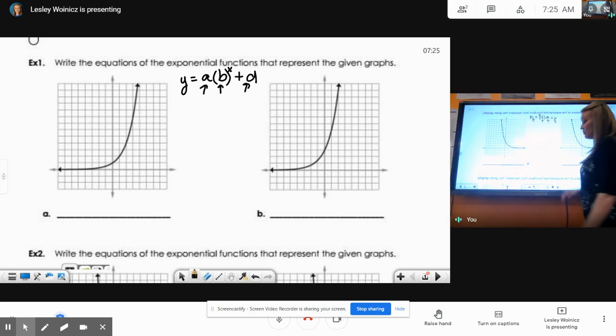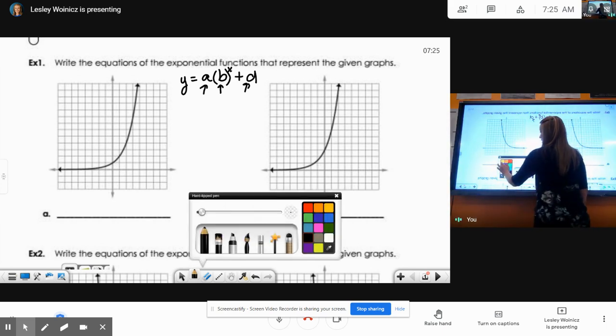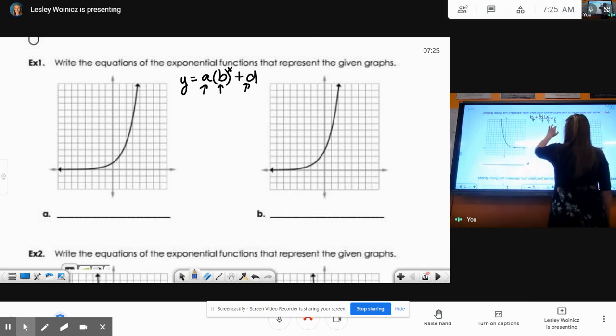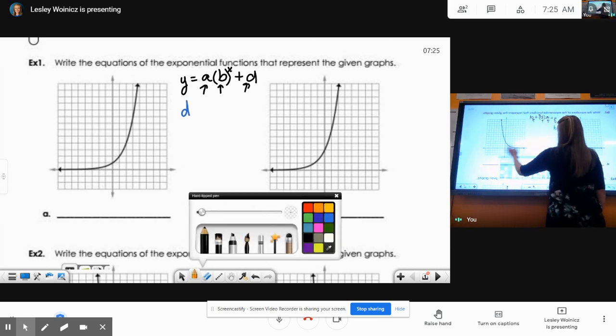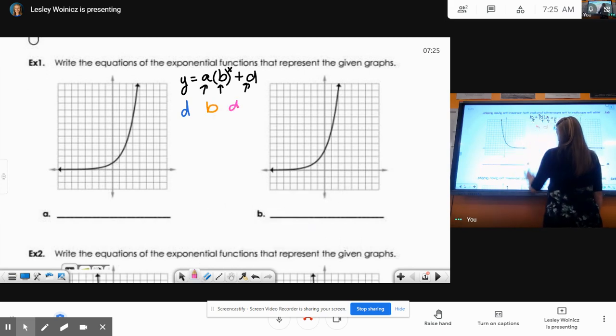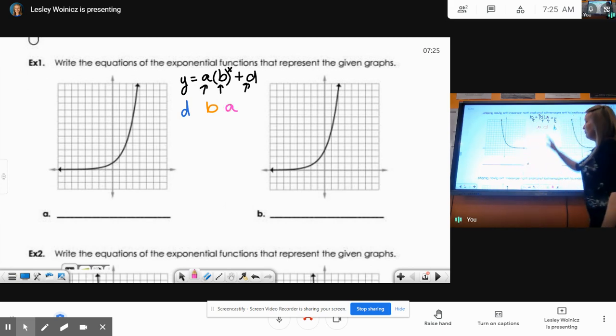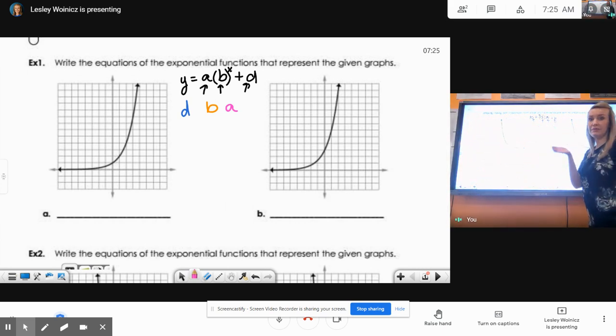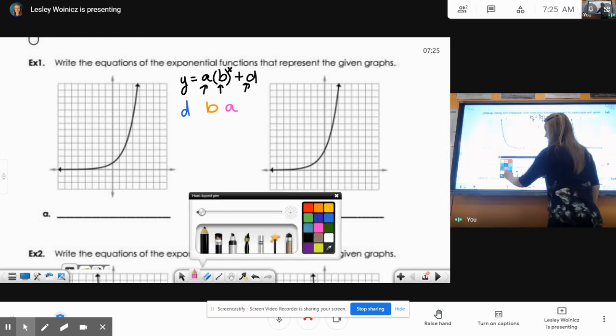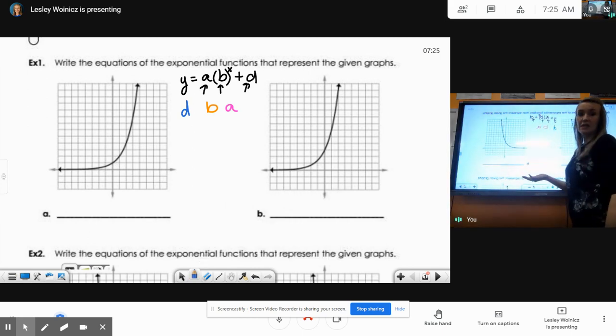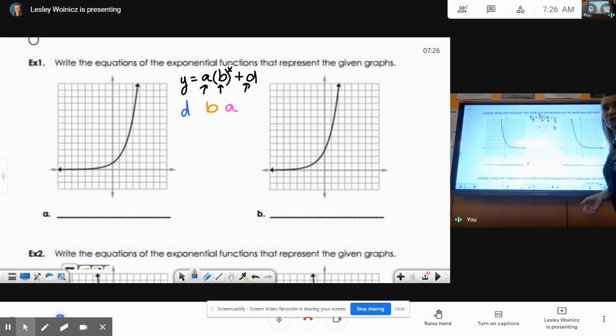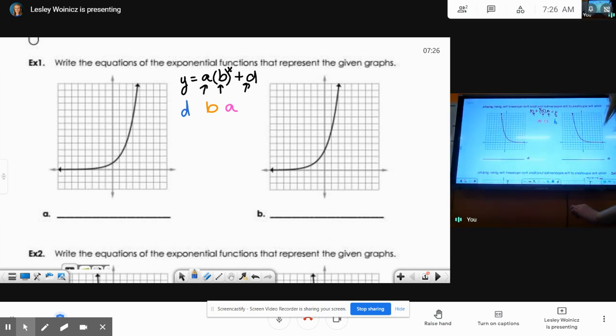And we're going to do that in a special order. First, we are going to find d. Then we are going to find b. And then last, we're going to find the a. So it's sort of backwards from the order that they're in our equation, or reverse alphabetical order. It's both. So to find the d, remember that d is in charge of our shifting up and down. So we can tell if it's shifted by looking at our horizontal asymptote. So our asymptote is going to tell us the d value.